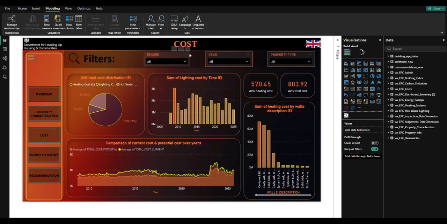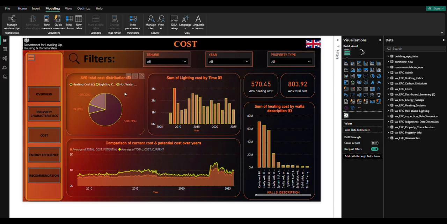The cost page focuses on the financial aspect of energy consumption. At the top, we have 3 filter options for genre, year, and property type, allowing us to drill down into specific segments. These two graphs demonstrate the average heating cost per year is £570.45. Average total cost per year is £803.92. As you can see, heating cost is the most impactful cost type.